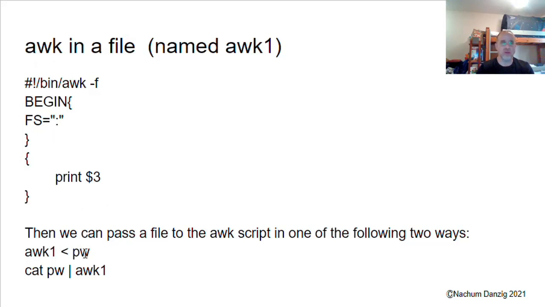So I can either send the file to awk1, that's the name of this program, or I can cat it to the standard output, and then it'll be the standard input for awk1, and awk1 will know to read the standard input. Okay, so that's how I send the file to it, and that's how I write an awk program in a separate file.